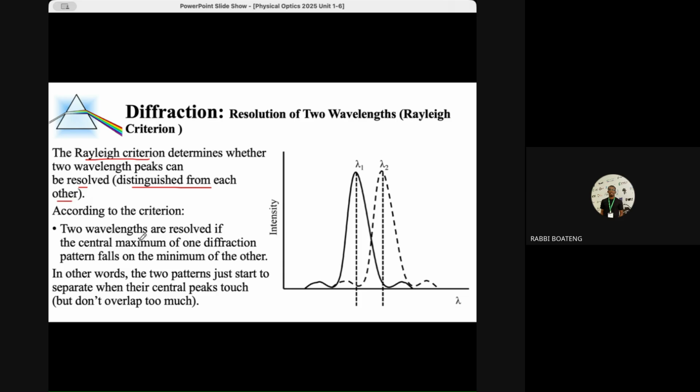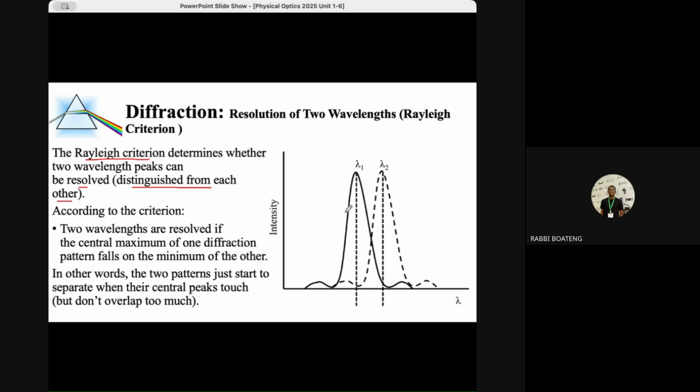Rayleigh is saying that if we want to resolve two wavelengths, exactly, then the two wavelengths are resolved if the central maximum of one diffraction pattern falls on the minima of the other one. Is that okay? And in simple terms, it's presented here. In simple terms, we are saying that the central peak should what? Should touch each other.